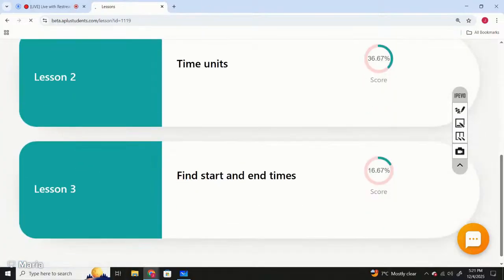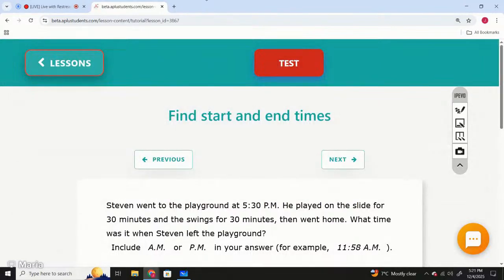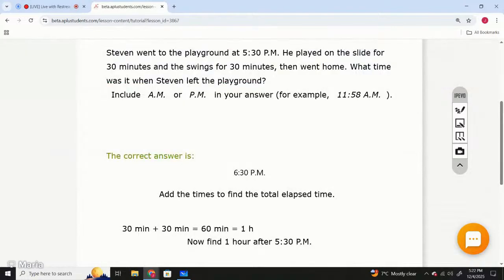The next lesson is find start and end times. Steven went to a playground at 5:30 p.m. He played on the slide for 30 minutes and the swing for 30 minutes and then went home. What time was it when Steven left the playground?